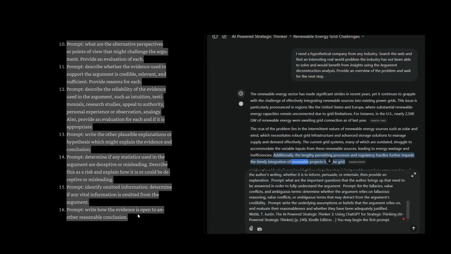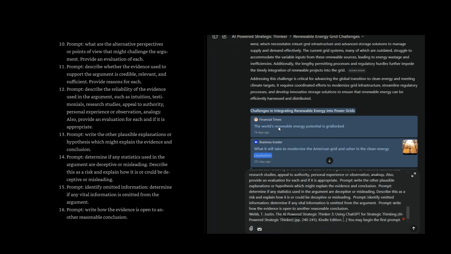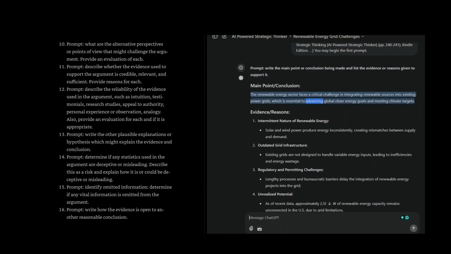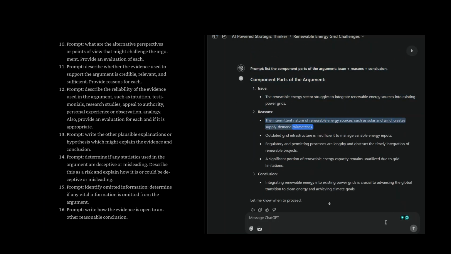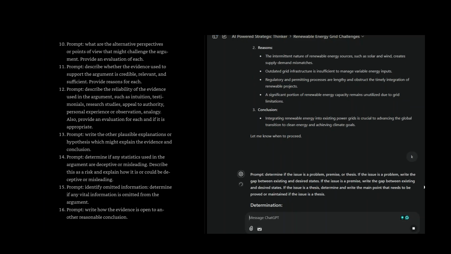They are: 1, write the main point or conclusion being made and list the evidence or reasons given to support it. 2, list the component parts of the argument, issue plus reasons plus conclusion. 3, determine if the issue is a problem, premise, or thesis.